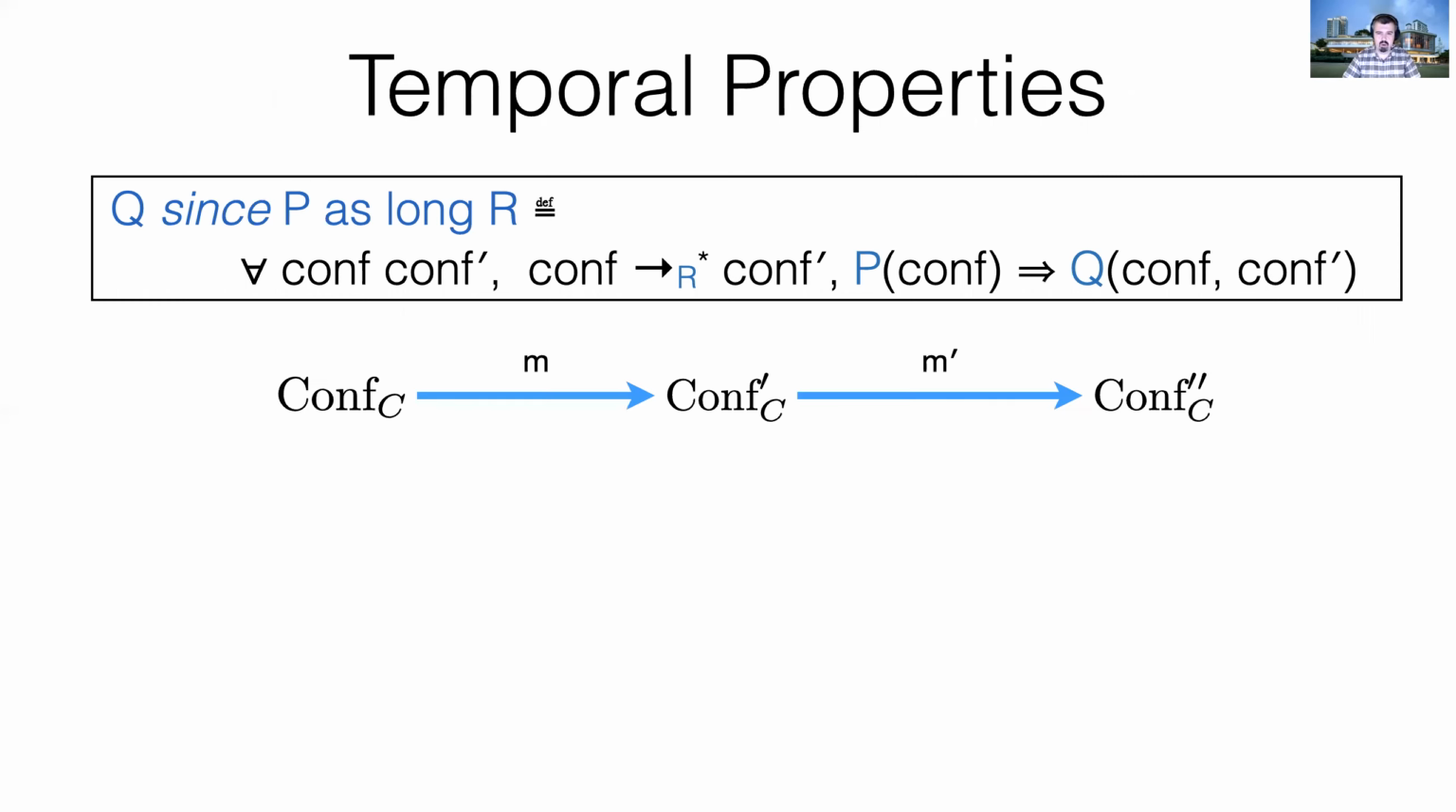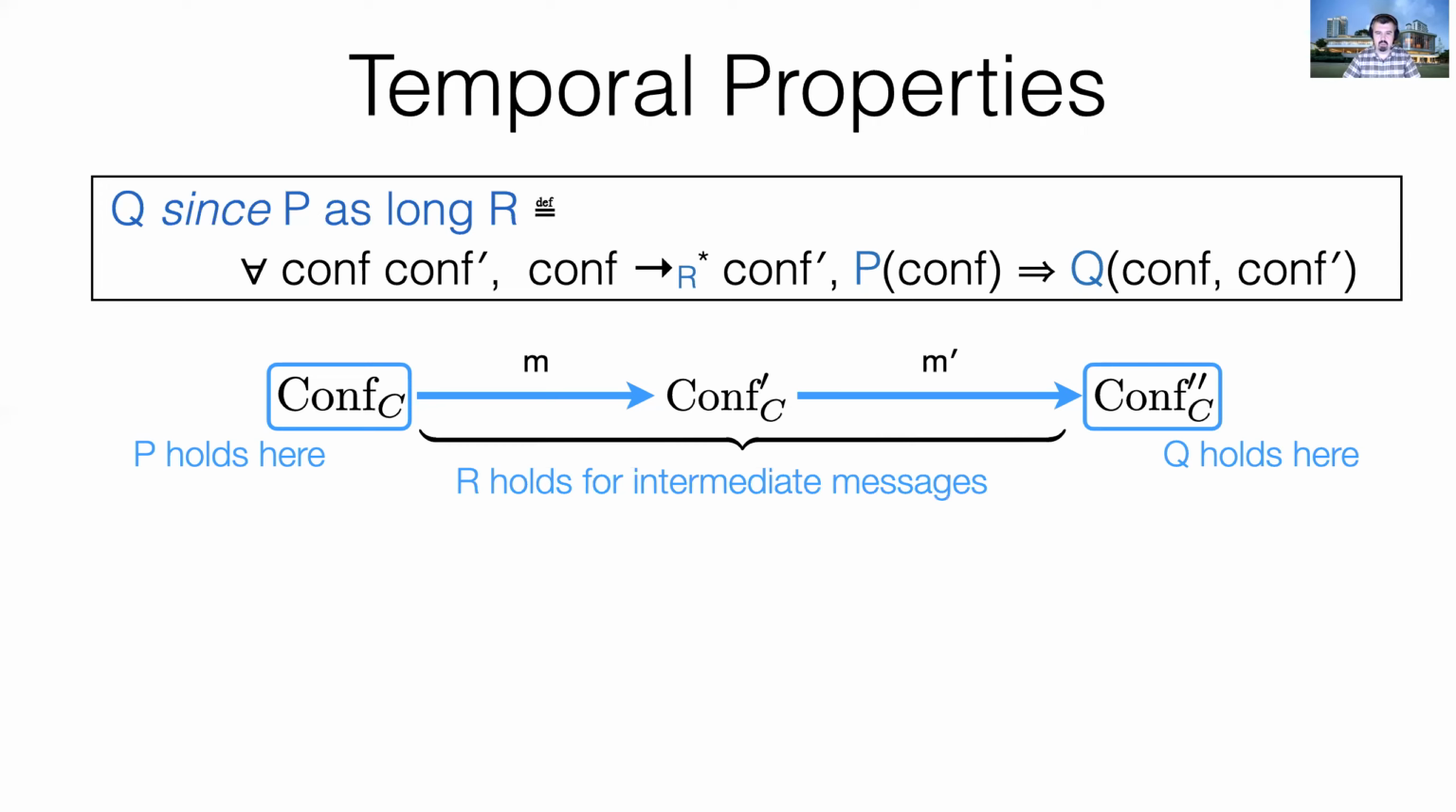For example, if the contract transitions from one of its states, which we call a configuration, to another one, this particular logical expression says that if initially some property P holds, then eventually Q holds at some point, if the property R hasn't been violated before.